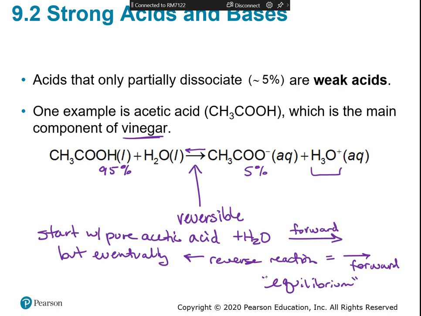So strong acids and bases don't do this. Strong acids and bases just form 100% ions. Remember those strong electrolytes and how you drew them. Weak electrolytes, though, have that ability to reform, to have a forward and reverse reaction and create this balance of reactants and products all together in the same beaker or container.